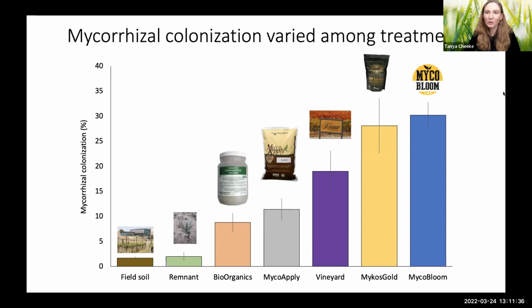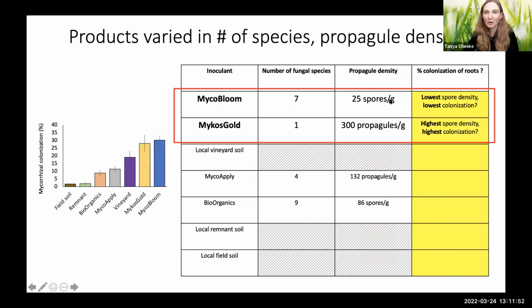Here we found that the mycobloom had the highest level of colonization, and the local field soil had the lowest. If you remember, I just mentioned this mycobloom had the lowest spore density and this mycogold had the highest spore density. But despite this variation in propagule density, mycobloom had the lowest spore density but the highest levels of colonization. So what this shows is that the propagule density on the bag doesn't necessarily correlate to higher levels of colonization. This product worked just as well as this product in terms of mycorrhizal colonization.